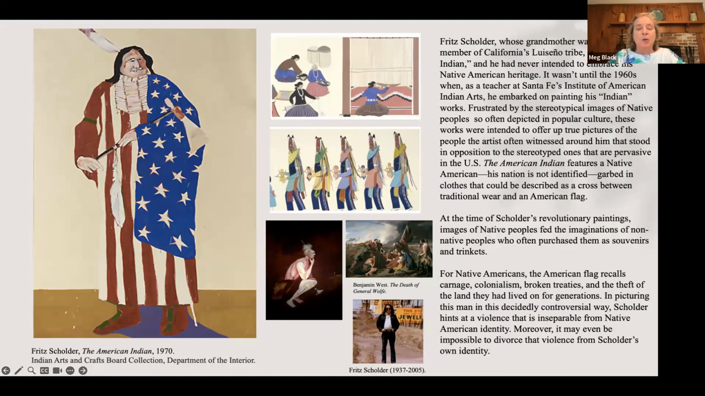And again, when we look at this image of the Native American compared to the rest of these participants in this painting, we see that he looks very different. He's dressed very differently. He's portrayed very differently. And so he kind of brings this guy back to life as a figure that now belongs to the Native American artist. And we see here the American Indian, 1970.